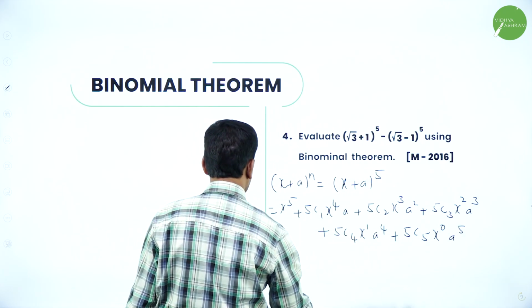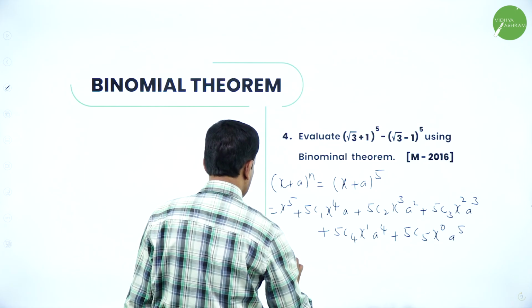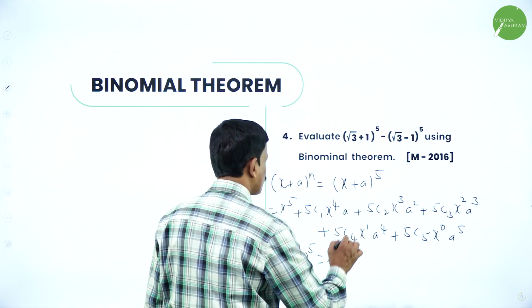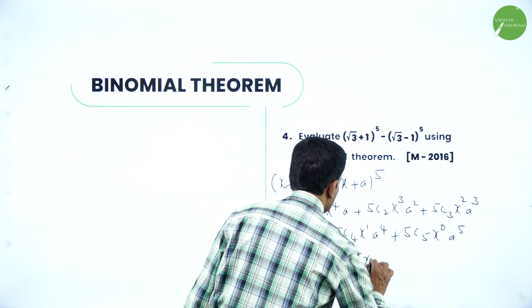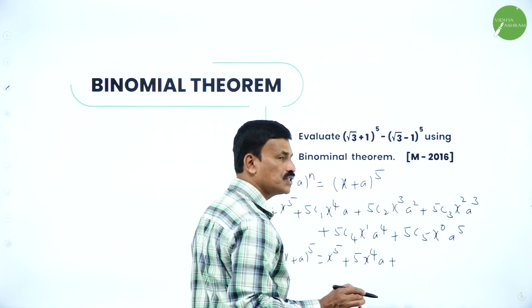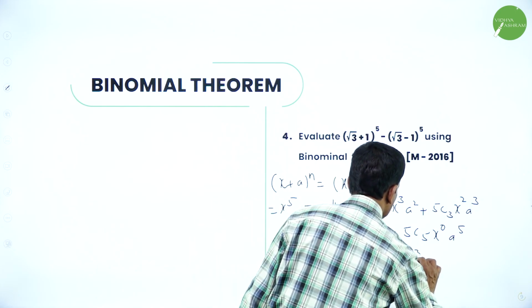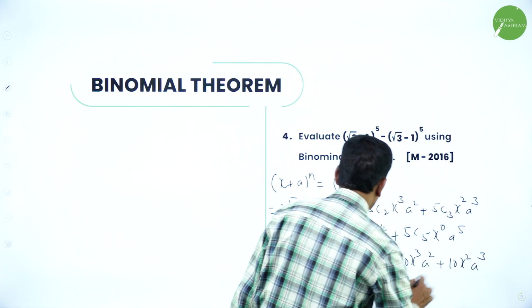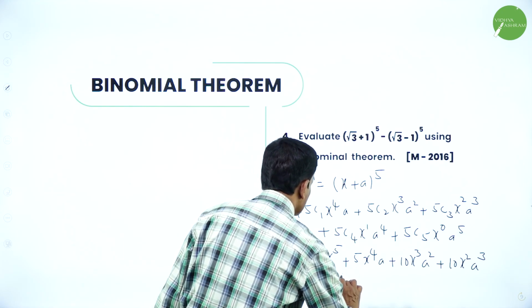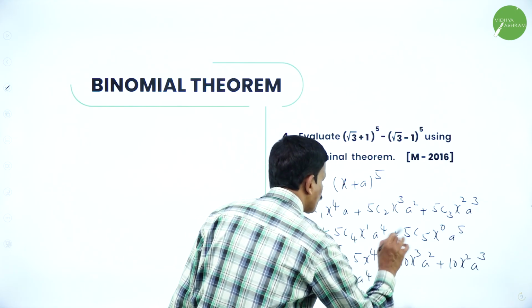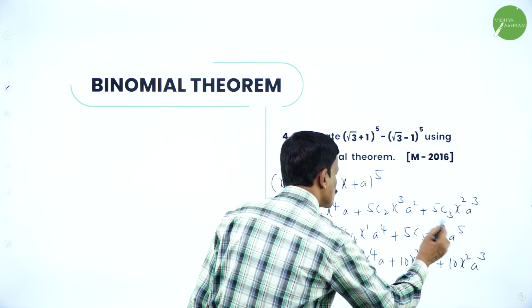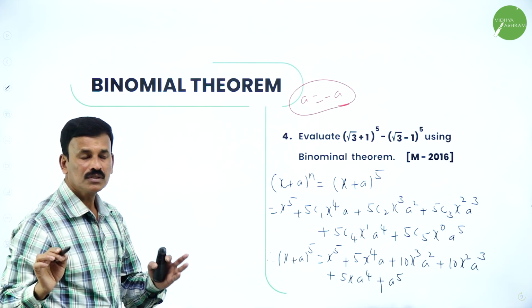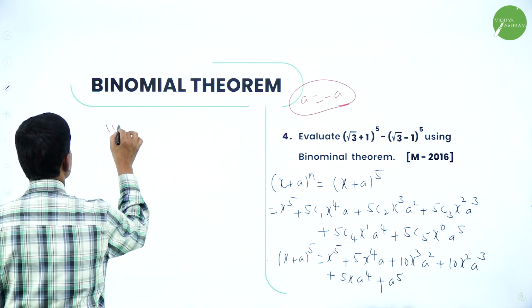So therefore, this can be written as (x plus a) to the power of 5 is x raised to 5 plus 5C1, which is 5, x power 4 into a, plus 5C2 is 10 x cube a to the power of 2, 5C3 is also 10 x square a cube, 5C4 is 5 x a to the power of 4, 5C5 is 1 into x raised to 0 is 1 into a raised to 5 is a raised to 5. Okay, right.